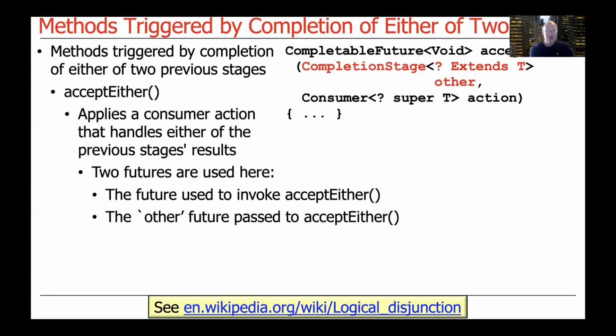Once again, there's a pair of completable futures here. One is the future that's used to invoke acceptEither, and the other is the future that's passed as a parameter to acceptEither. And as before, it doesn't really matter which one is used to invoke it, which one is passed as a parameter. They both could be used interchangeably in either role.